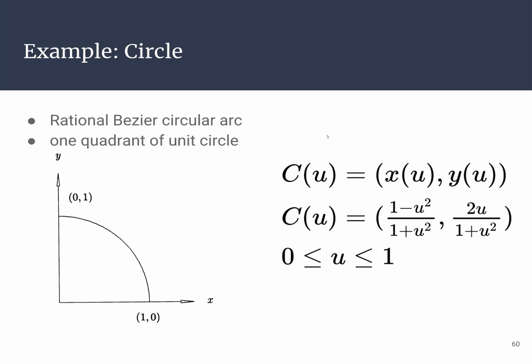Next, we have an example. In this case, we have a circle. Using this vector notation, we show the first quadrant of the unit circle. This forms the rational Bezier of a circular arc. Again, the bounds of u are between 0 and 1.